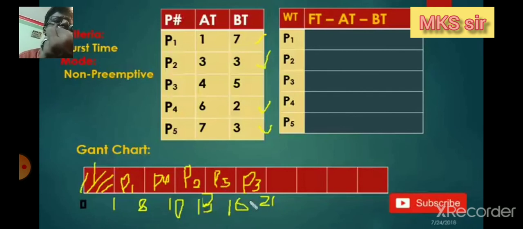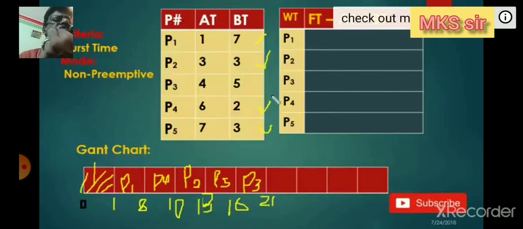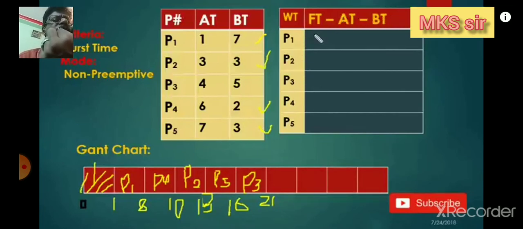Shortest job first algorithm means choosing the minimum burst time among the processes. Now we have to calculate the waiting time. The formula for waiting time is finishing time minus arrival time minus burst time. If we consider P1, the finishing time for P1 is 8, the arrival time of P1 was 1 and the burst time of P1 is 7. So 8 minus 1 minus 7, we get 0.